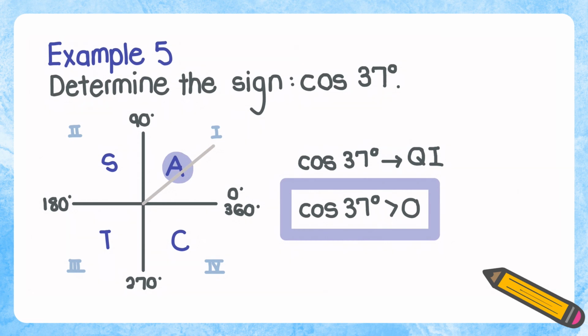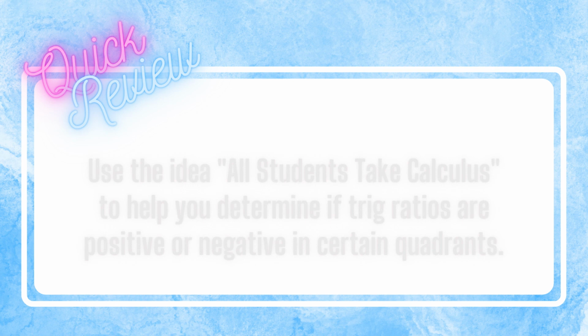So for the examples we've looked at today, as well as the practice problems you'll be working on, focus on which quadrant the angle lies in, and then use the idea of ASTC, or All Students Take Calculus, to determine whether the function would be positive or negative when in that quadrant. So again, just as a quick review, use the idea All Students Take Calculus, so ASTC, to help you determine if trig ratios are positive or negative in certain quadrants.